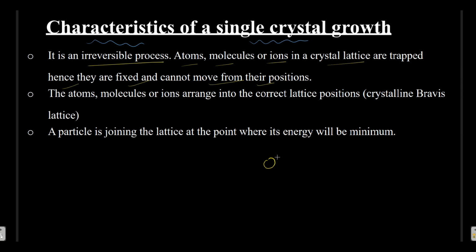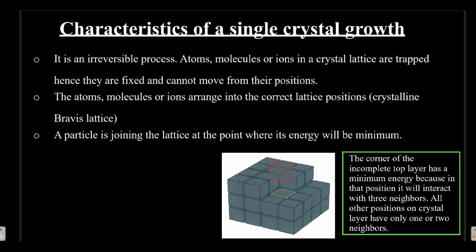So, when some atoms or ions come near to the pre-existing crystal, then they are trapped and cannot move at all. The atoms, molecules, or ions are arranged into the correct lattice position, that is Bravais lattice, in some geometrical form. A particle is joining the lattice at the point where its energy will be minimum. So let me explain this point with a diagram.